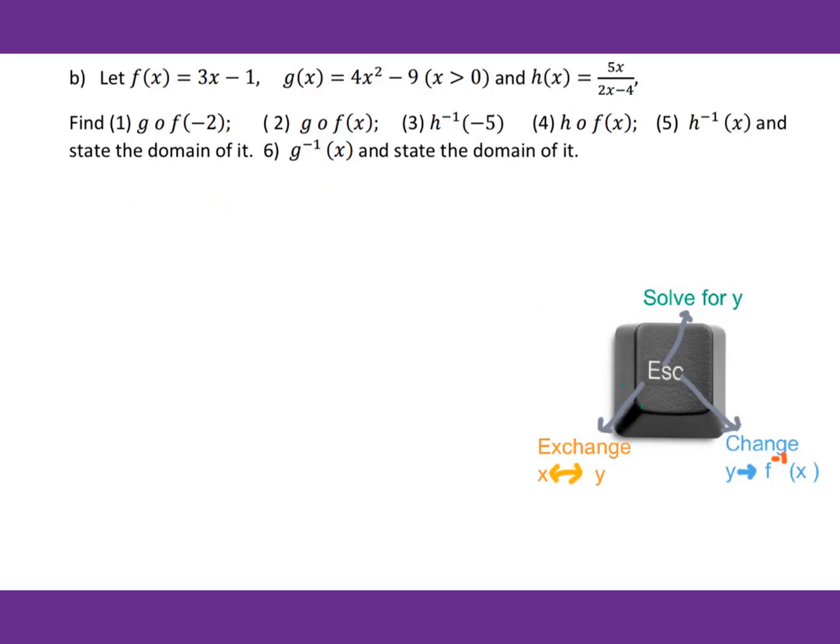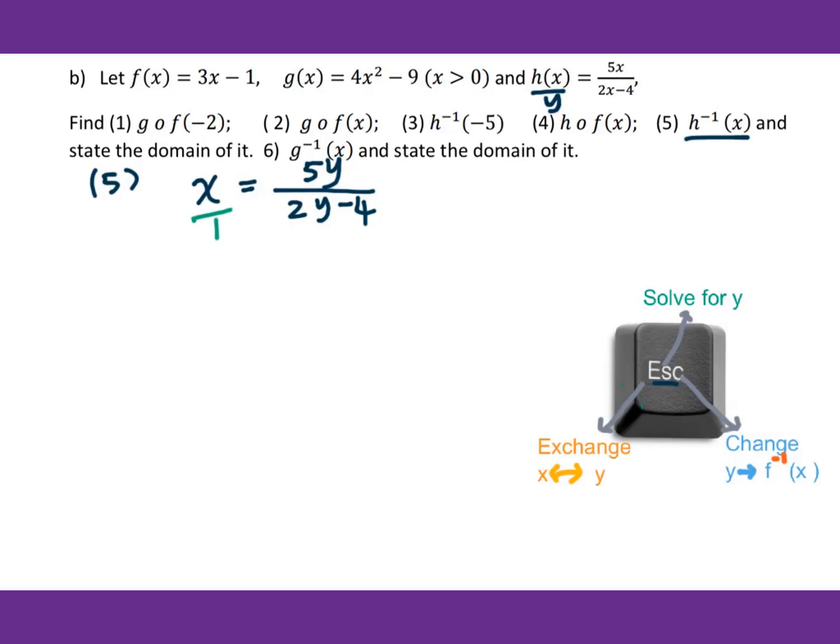Now let's go to number 5. We're looking for inverse of h of x. That's escape button. Need to exchange x, y. So h of x, that means y, you need to turn into x. For every single x turning to y. So we get 5y over 2y minus 4. Then you need to solve for y.